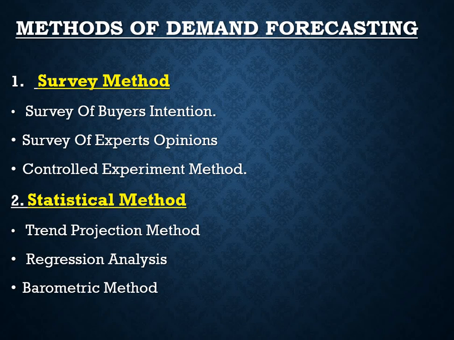Next is survey of experts' opinion. There may be certain experts who know the market well, and with the help of those people, we forecast the demand. Next is the controlled experiment method. In the controlled experiment method, we create an artificial situation like a market, under certain controllable conditions, and we make a future forecast.